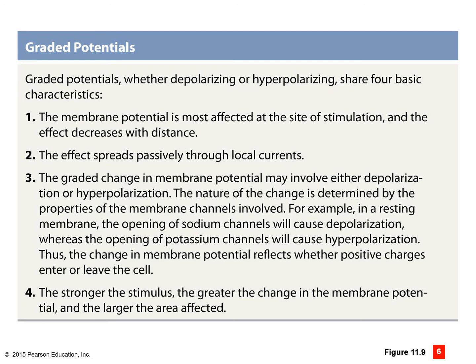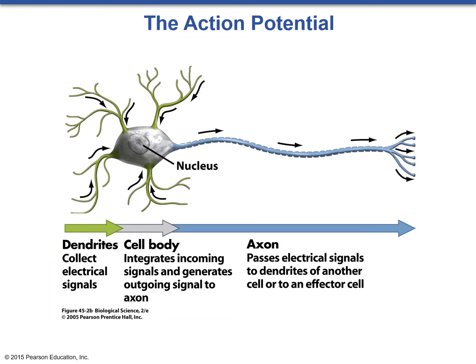So we've seen this diagram a few times where we have the dendrites that collect the electrical signals, the cell body that integrates those incoming signals and generates an outgoing response to the axon. The axon is going to pass electrical signals to dendrites of another cell or to an effector cell. Once the graded potential reaches the axon hillock, which is the base of the axon, it will automatically transition to becoming an action potential.